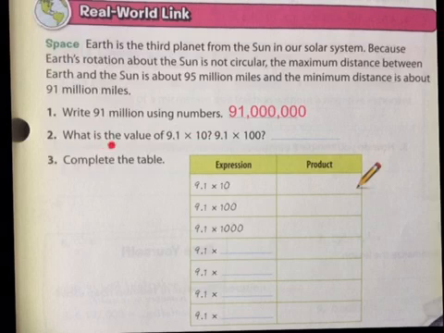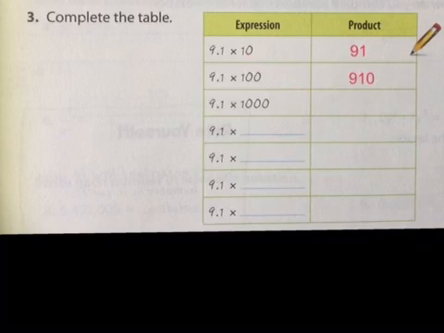Okay, what is the value of 9.1 times 10? 9.1 times 100? So 9.1 times 10, this 10 is going to move the decimal place over once. These two zeros right here are going to move it over twice. So 9.1 times 10 becomes 91, and 9.1 times 100 becomes 910. Remember, it moved over two places, 1, 2. Okay, so we have the first two steps for the table.